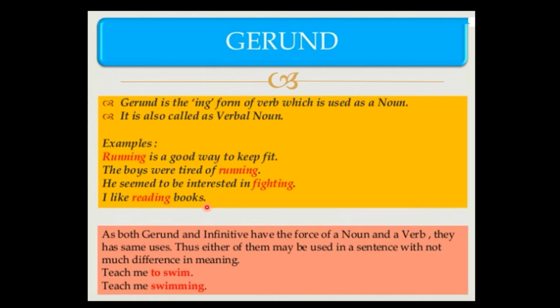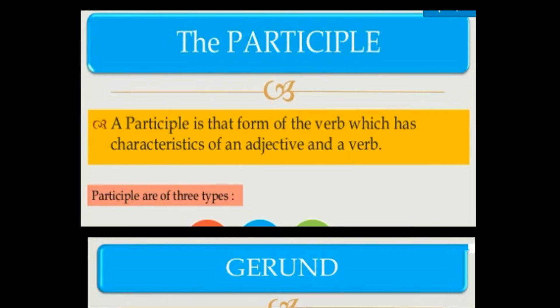I like reading books. So as both gerund and infinitive, they have the same function, force of a noun and a verb. So they have same uses, same functions. Thus either of them may be replaced with each other. Like in this sentence, teach me to swim. Teach me swimming. Now here it is infinitive and here it is gerund. So these two can replace each other.